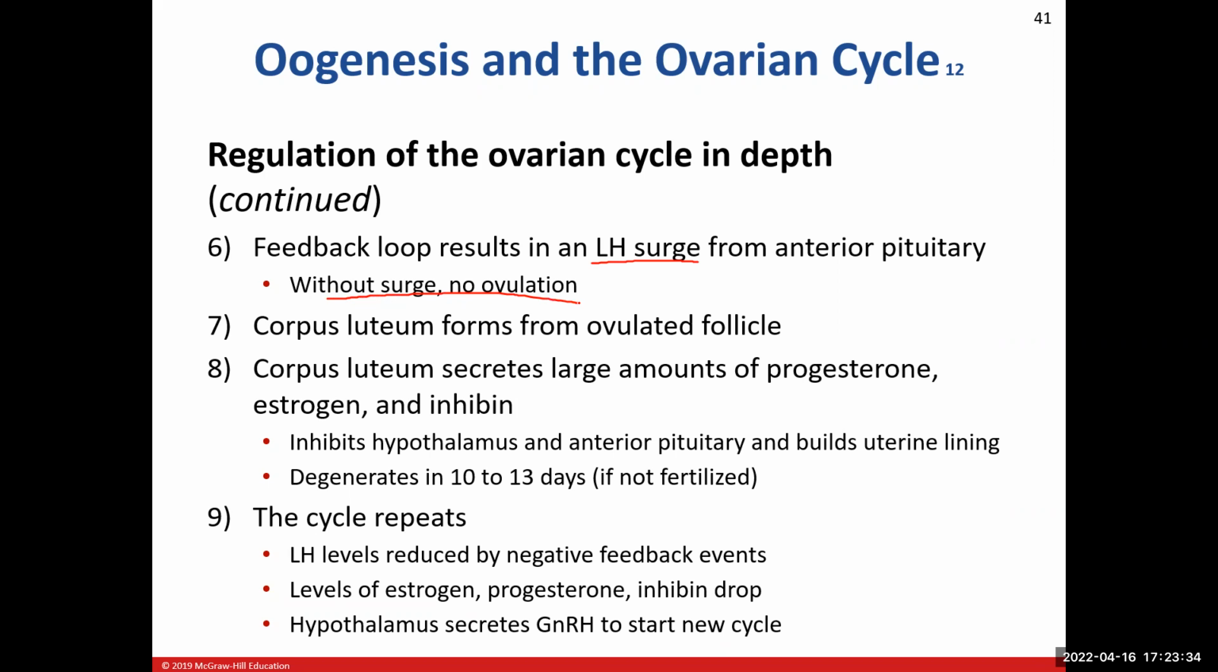Once that surge occurs, that's usually what people are looking for if they're trying to get pregnant and monitor their cycle to find out when ovulation occurs. One way to do that is to monitor the luteinizing hormone levels. When you see a huge spike in that, then you know this is the ovulation period, the best time to try to get pregnant. So the LH surge occurs, and the mature follicle releases the secondary oocyte into the fallopian tube.